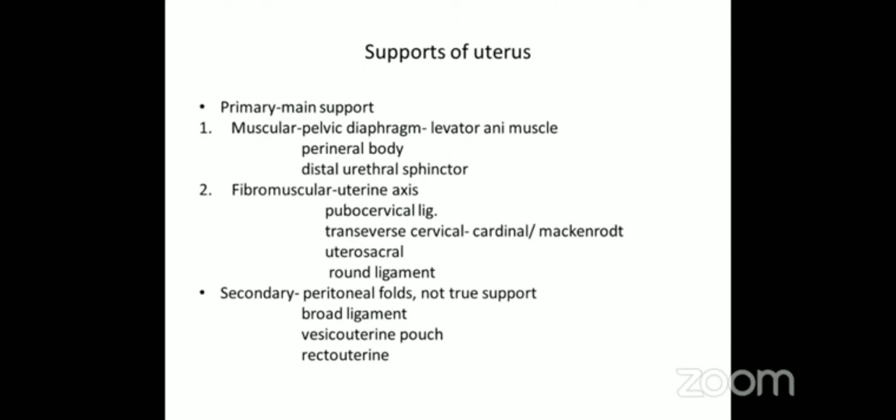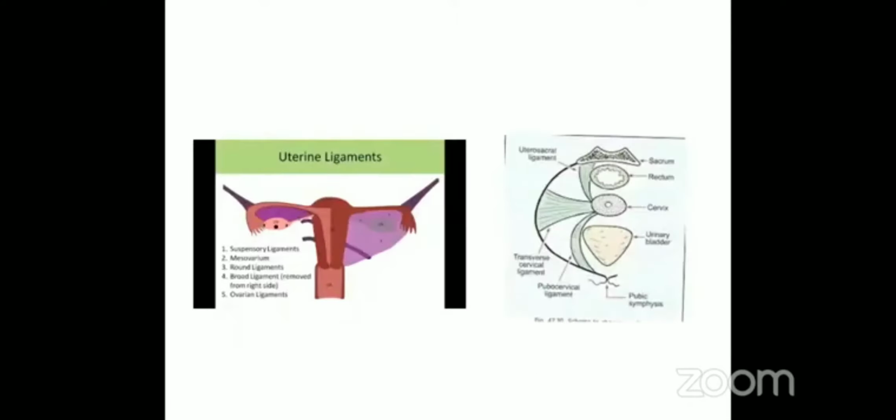Then there is a secondary support. This is not a true support. It is just a peritoneal fold. The example is the broad ligament, which we have already seen. Then the peritoneum getting reflected from the uterus in front to the bladder, the vesico-uterine, and recto-uterine, from the uterus posteriorly to the rectum. So these are the supports. So ligaments you can see here. Not main supports, this one, and these are the main important ones: pubocervical going anteriorly, transverse cervical, and uterosacral.